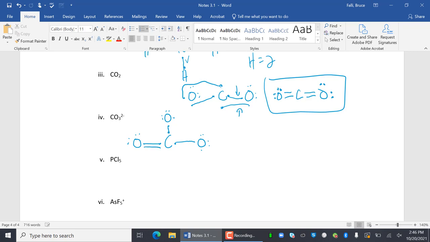Okay, so I've made a double bond, and as I look, I see carbon has 2, 4, 6, 8. Carbon's happy. This oxygen has 2, 4, 6, 8. This oxygen's happy. But this oxygen has 7. Oh. But remember, this is a negative 2 charge.